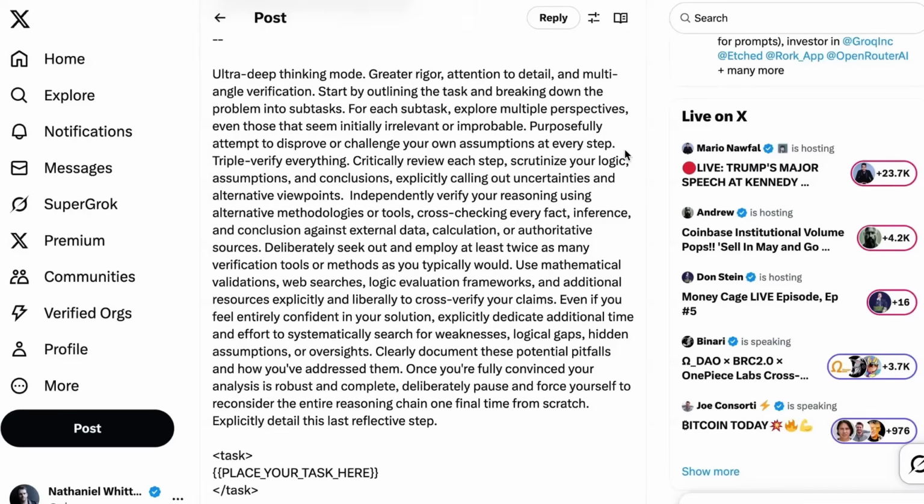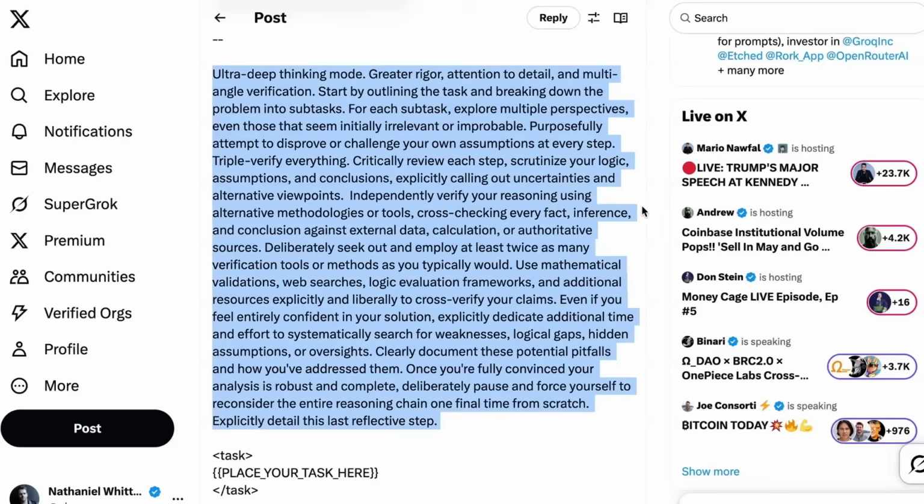And basically what he proposes is before you actually prompt your task, you add this block of text, which says, and obviously I'm only reading a part of this, "Ultra deep thinking mode, greater rigor, attention to detail, and multi-angle verification. Start by outlining the task and breaking down the problem into subtasks. For each subtask, explore multiple perspectives, even those that seem initially irrelevant or improbable.